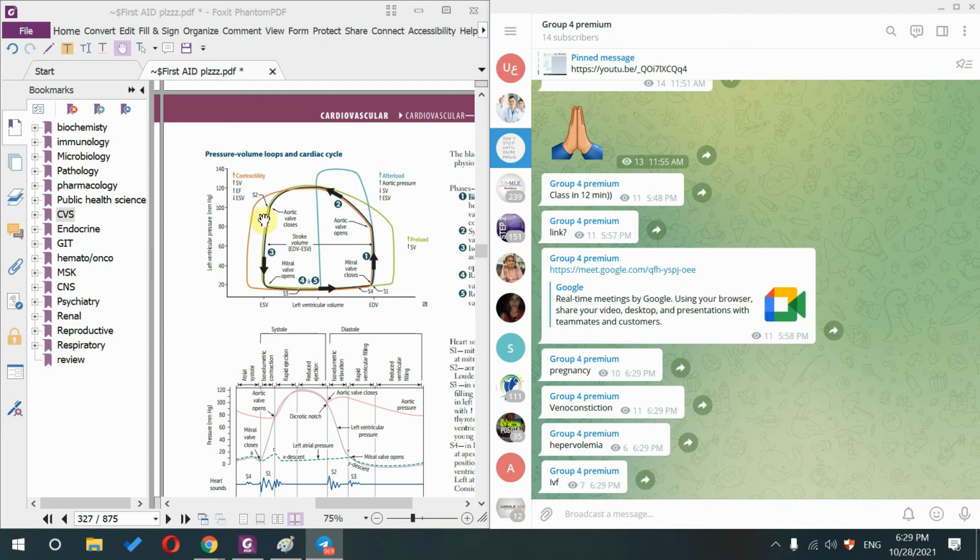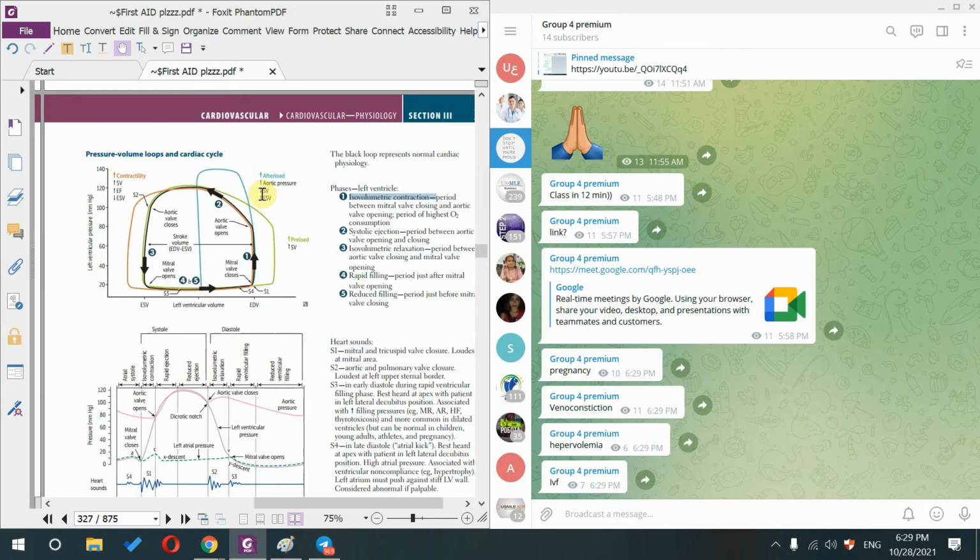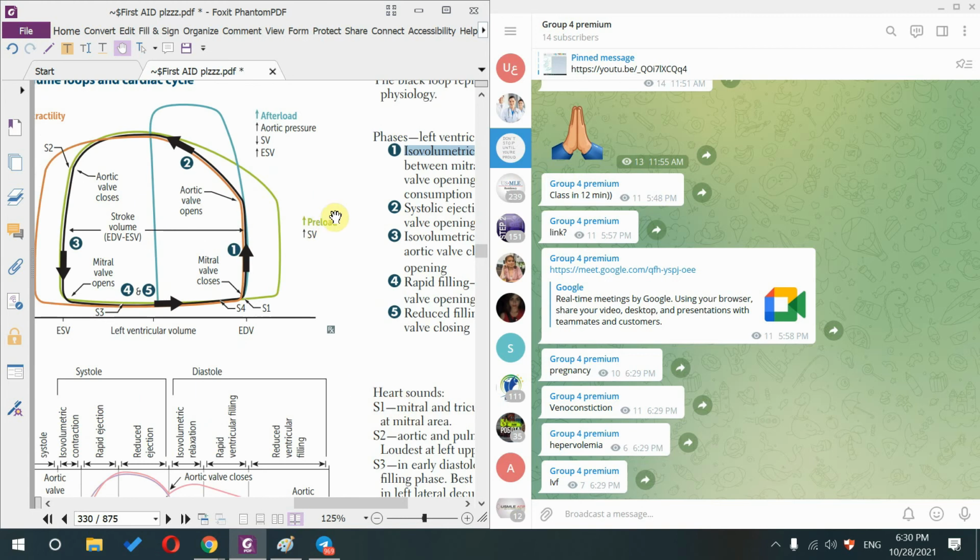If you increase your preload, if you remember from our previous session, we spoke about how an increase in the preload can actually lead to an increase in the stroke volume. So that will lead to an increase in your stroke volume. If you increase the preload, the amount of blood in the left ventricle at the end of diastole will be higher.